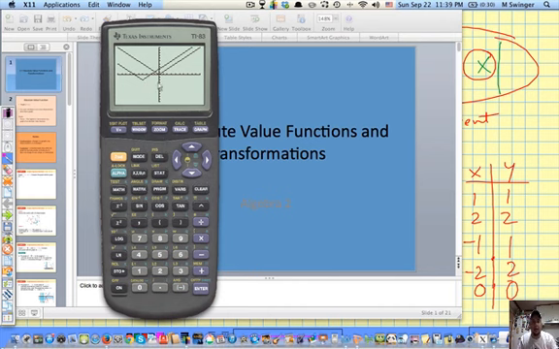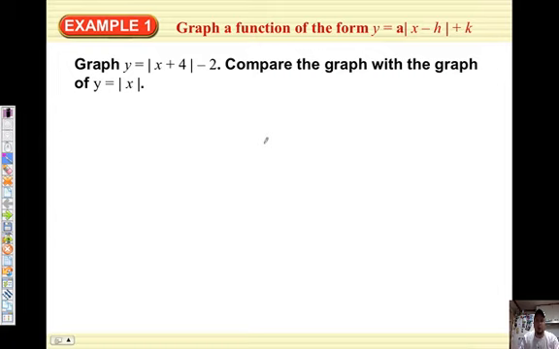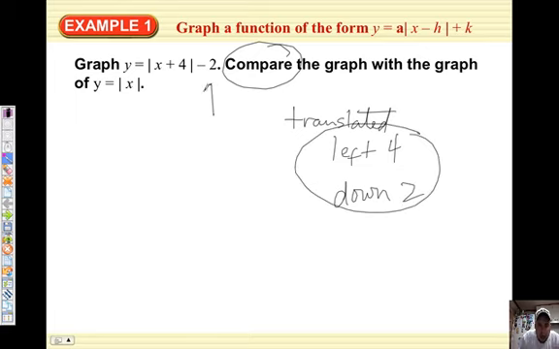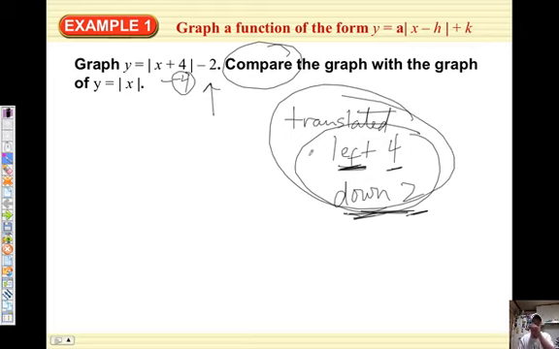All it did was translate left how many? Left 4 and down 2. That's what you have to write down on here. So when it says compare, you're going to say it translated left 4 and down 2. How do you get these two things? Right here. Negative 2 means down 2. That's supposed to be minus a negative 4. So negative 4 means that's why it's left. Left 4, down 2. All based on just looking at negative and positive signs. That's the comparison.